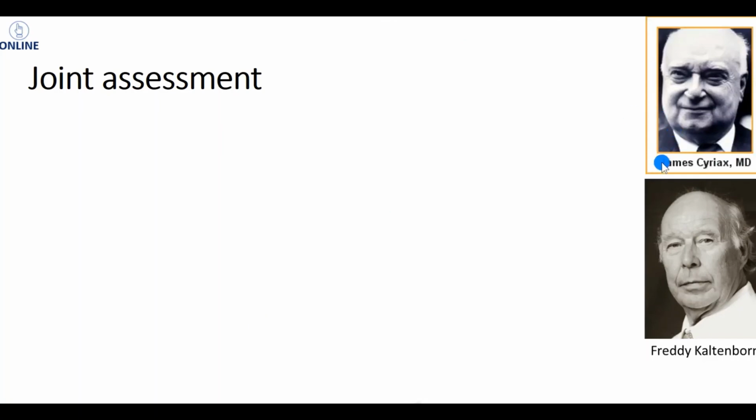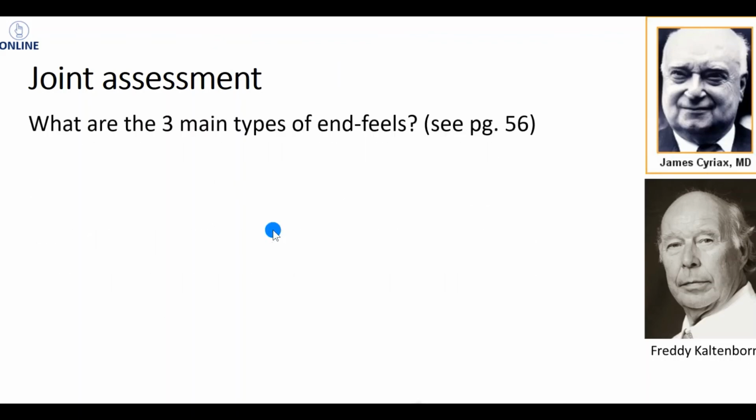A lot of this came from James Cyriax, who was a physician out of England earlier in the 1900s, and then Freddy Kaltenborn, who just recently passed away, and he also brought a lot of different dynamic assessments for joint assessments. With this, there are three main types of end feels, and you can look at page 56 in the textbook for this and more definitions. We can go over some different end feels and how these are set up. I'd like you to look at the book and work through the examples of those different end feels for this portion.